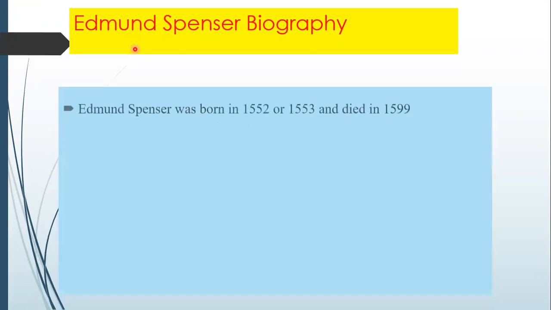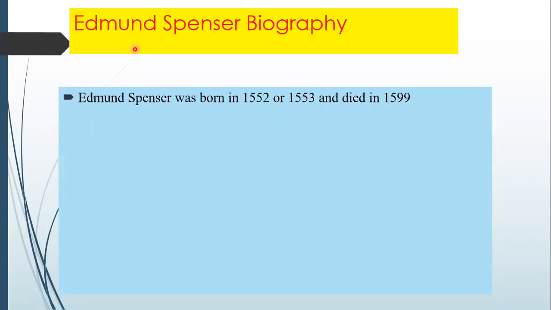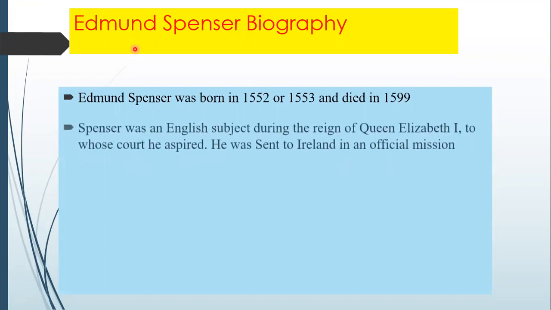Let us start with Edmund Spenser's biography. As we mentioned before, it is very important to know some information about the biography of the poet, because this can give us some background about the age he or she belongs to, and also some of the reasons behind writing such kind of poem. So Edmund Spenser was born in 1552 or 1553 and died in 1599.